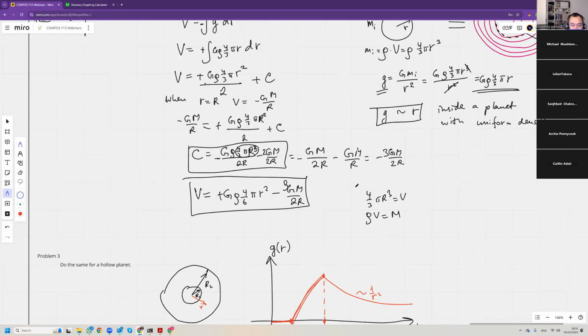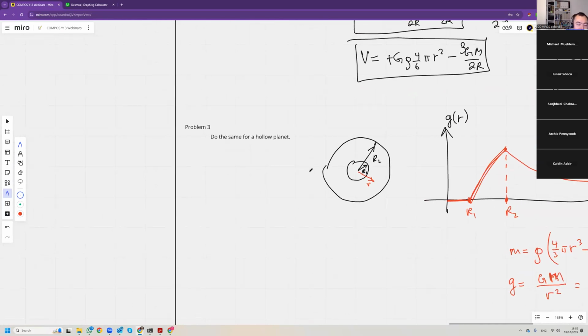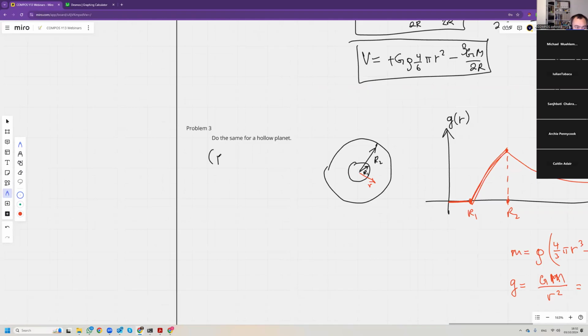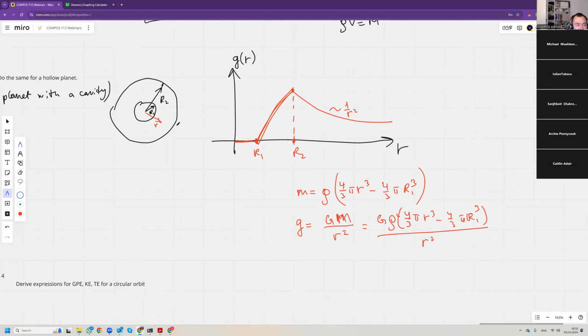Yeah. Sorry, I skipped this part. So yes, this is a hollow planet. So a planet with a cavity, not a shell. Right. So yes, it's going to go like this, and the gravitational potential is going to be so complicated that I don't think I'll do it.